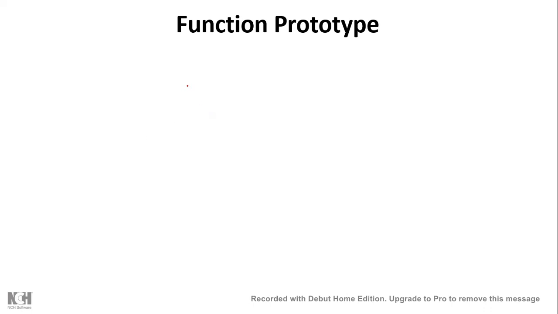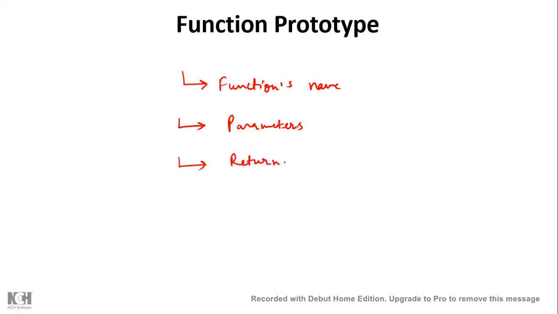Let's write what a function prototype contains. First is the function's name, then what are the parameters that will be passed to the function, and the return type, that is, what type of value the function will return. Now, a function prototype doesn't contain the function body.